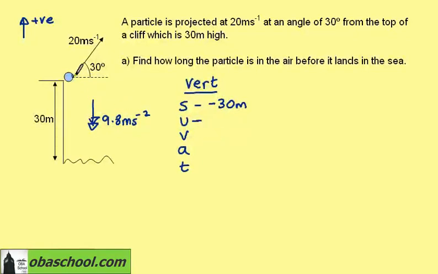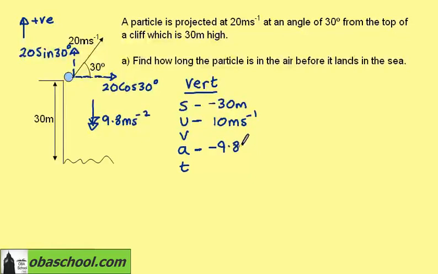The vertical component of velocity is this component. We need to resolve the initial velocity into components horizontal, and this will be the cosine, and vertical, which will be the sine. We're interested in the vertical here, and the sine of 30 is a half, so this is 10 meters per second. Acceleration is minus 9.8 meters per second squared, and we want to find t.